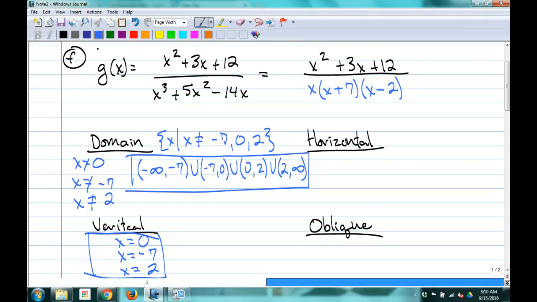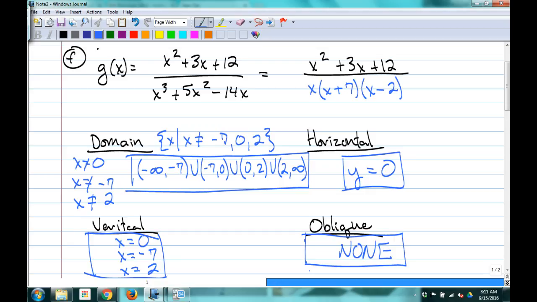Now, we need to decide about horizontal or oblique. Remember, they don't occur together, so which one is this one going to be? All right, and if the numerator is less than the denominator, what is the horizontal asymptote? Y equals 0, yeah. Good job. And that means that the oblique is none, non-existent. It does not have an oblique asymptote. Remember, horizontals and obliques don't exist together.